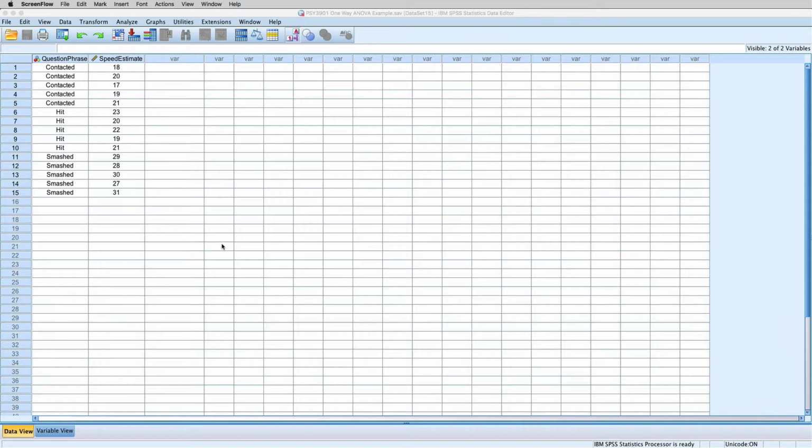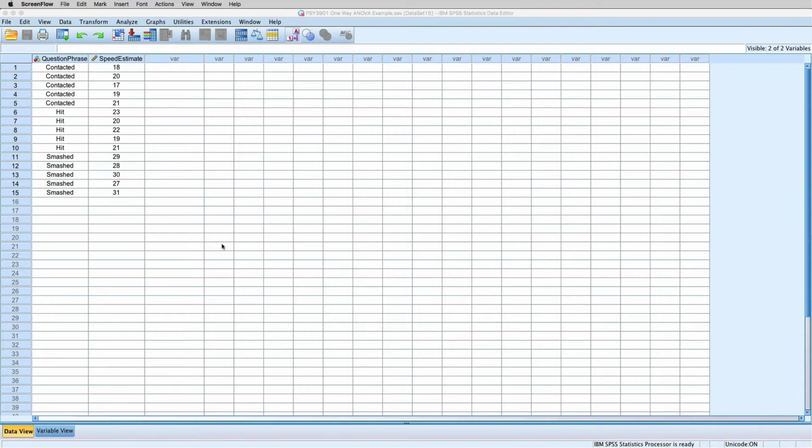Loftus and Palmer manipulated the wording of the question to see how it affected witnesses' perception of that car accident. In particular, they changed the verb hit and replaced it with other words such as contacted, which would suggest maybe less speed, or smashed, which would be suggestive of maybe more speed.